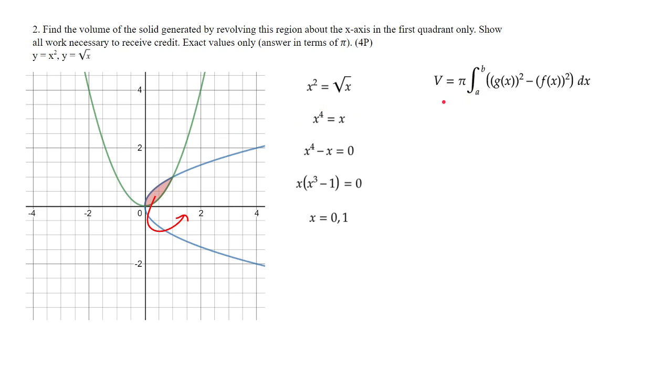or really any line. So that is the volume equals pi times the integral from a to b of our outer radius, g of x squared, minus our inner radius, f of x squared, all dx. To determine what our outer radius is, we just look at which one is farther away from the x-axis. And in this case, it's y equals the square root of x. And our inner radius, which is this guy right here, is y equals x squared.